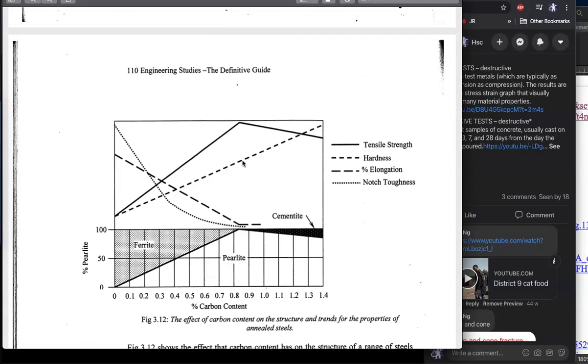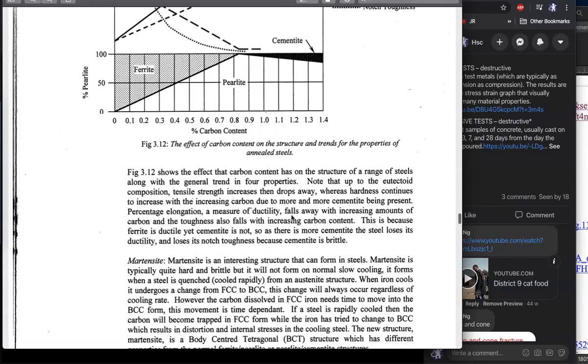Because what we want is hardness. For things like drill bits, we want high hardness. We're going to learn about how we measure hardness in a second. Toughness goes down as we get more and more pearlite. That's okay, that makes sense. So that's that covered.